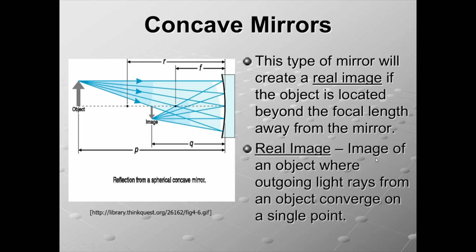And a real image is the image of the object where the outgoing light rays from an object converge on a single point, just like this. The way you can remember a real image is that it will appear to be upside down, but it will not be inverted. So if you were to show a word in a mirror and get a real image, you would still be able to read that word, but it would be upside down. So it wouldn't be inverted, but it would be upside down. I'll show you a demonstration here, a little interactive, to demonstrate how that looks. But basically all you need to know is that when you're past the focal point, you're going to get a real image.